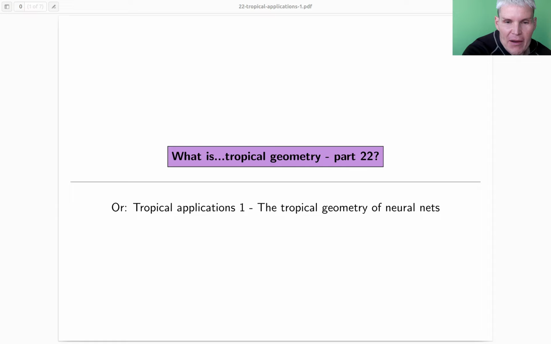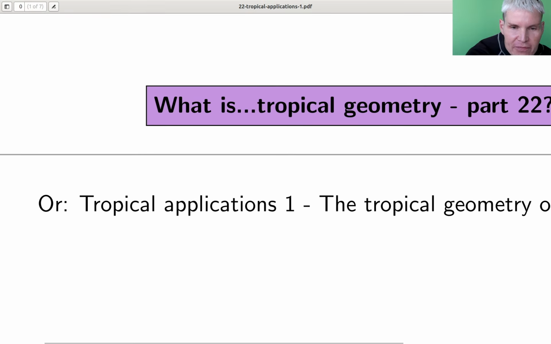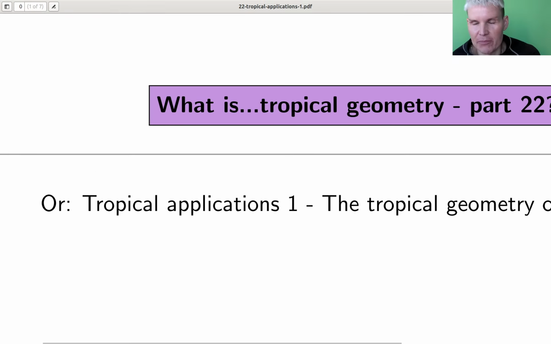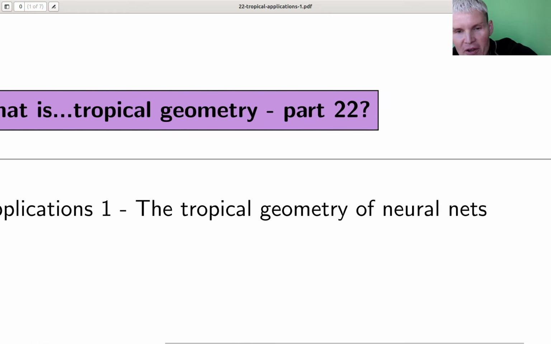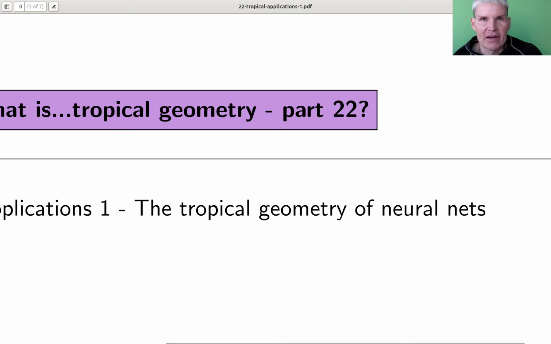Okay, welcome everyone to this continuation of tropical geometry. What is tropical geometry? Today I would like to zoom in literally on the first type of applications that we see in what tropical geometry can be used for. And I would like to do a modern, trendy topic, whatever you want to call it: neural networks or artificial intelligence.